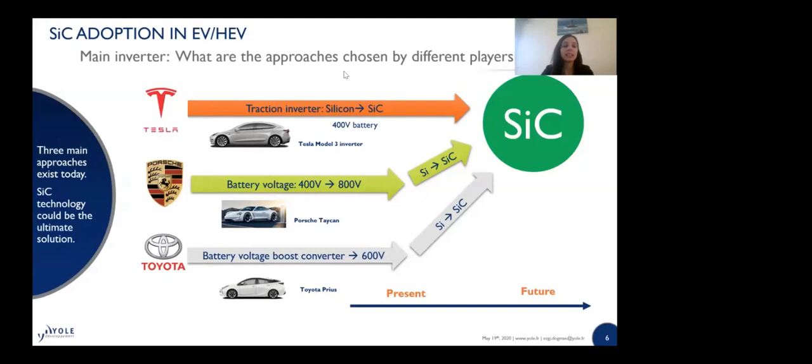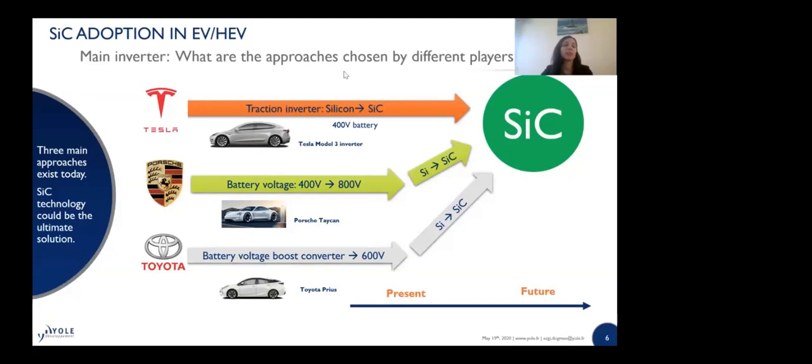And today, we can see three main approaches which can be of great opportunity for silicon carbide. So the first approach is what Tesla did. They have already replaced the silicon IGBT by silicon carbide in their Model 3 with 400-volt battery car. And here they can say that silicon carbide really gives the added value of higher efficiency and smaller form factor.